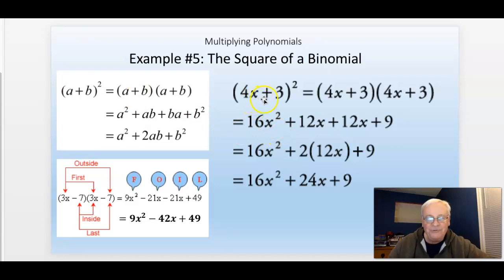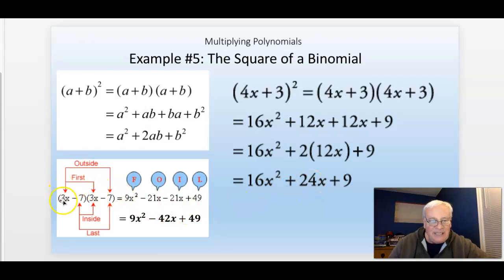So you can go through all of this here if you want. But look at this example here, 4x plus 3 squared. 4x squared is 16x squared. That's the answer, that's the first term right there in our answer. And 3 squared, 3 times 3, that's 9. That goes right there. And then just multiply 4x times 3, that's 12x, times 2. That's 24x. And that's what goes in the middle. You could do it like that.